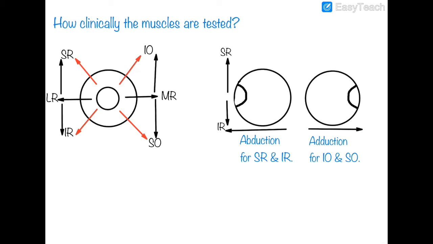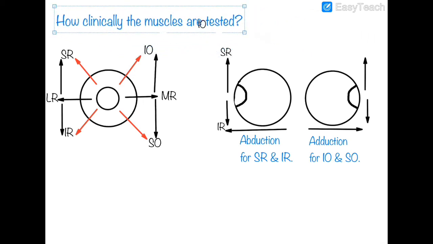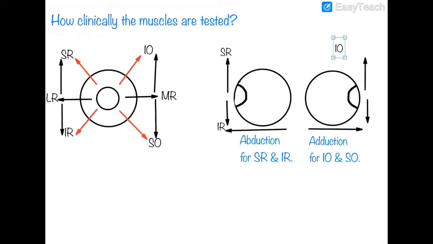So when the inferior oblique contracts, then it pulls the eyeball upwards, and when the superior oblique contracts, then it pulls the eyeball downwards. Therefore we see that when the eyeball is adducted, that is it is turned medially, then the acting muscles are the inferior oblique and the superior oblique, and when the inferior oblique acts, it elevates the eyeball in that position, and when the superior oblique acts, then it depresses the eyeball in that position.